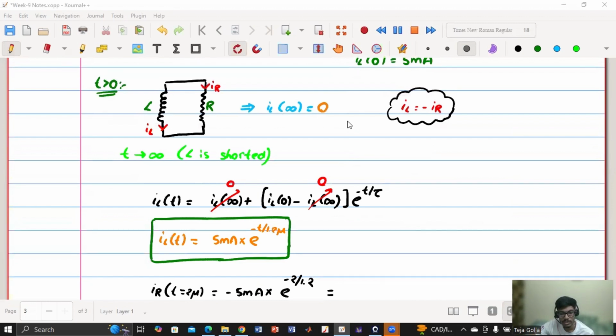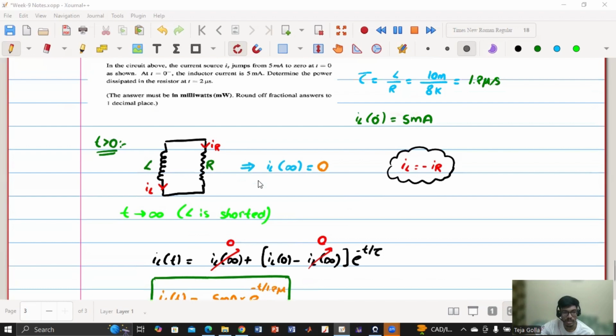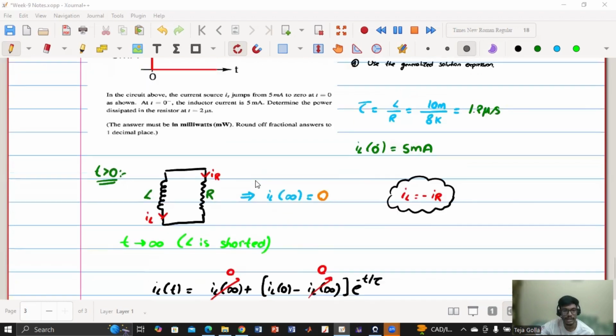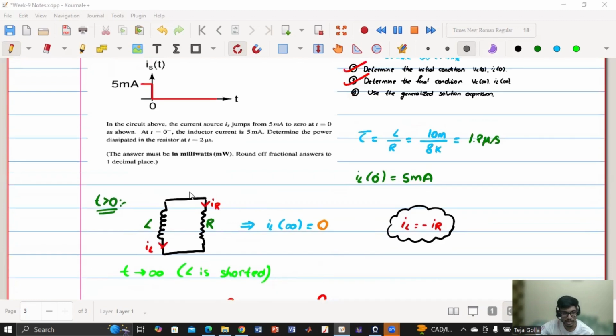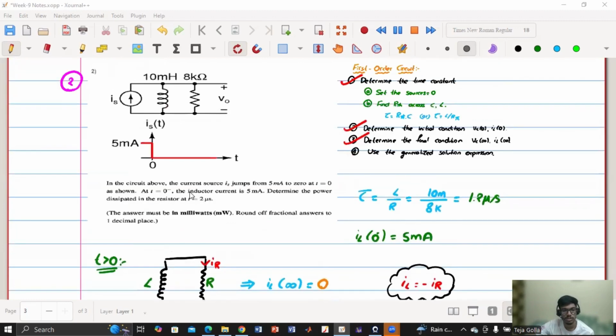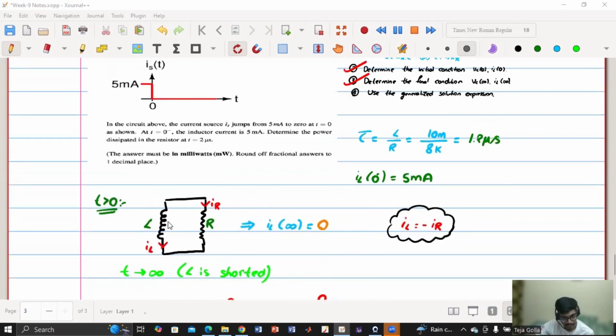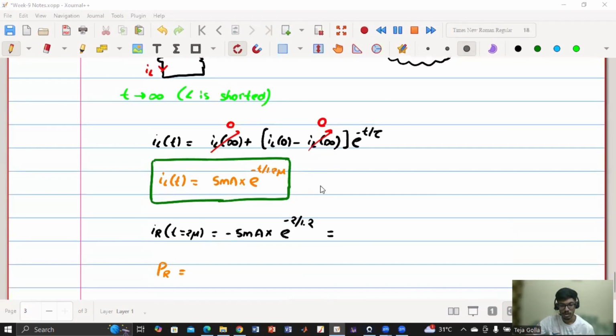Sir, IL at infinity is zero means L is open circuit, not short circuit. No, Fagim. Usually at t equals to infinite, inductor will act like a short circuit. But in this circuit, current happens to be zero, right? It does not mean current will be always zero in the inductor. Here, it is acting like a short circuit and the current happens to be zero. So no current is flowing, but it does not mean that inductor is open. Inductor is always shorted at t equal to infinite. So in this question, the current happens to be zero, but it does not mean that current will always be zero. But the inductor is acting like a short, and on top of it, current is zero. Did you get this, Fagim? Okay.